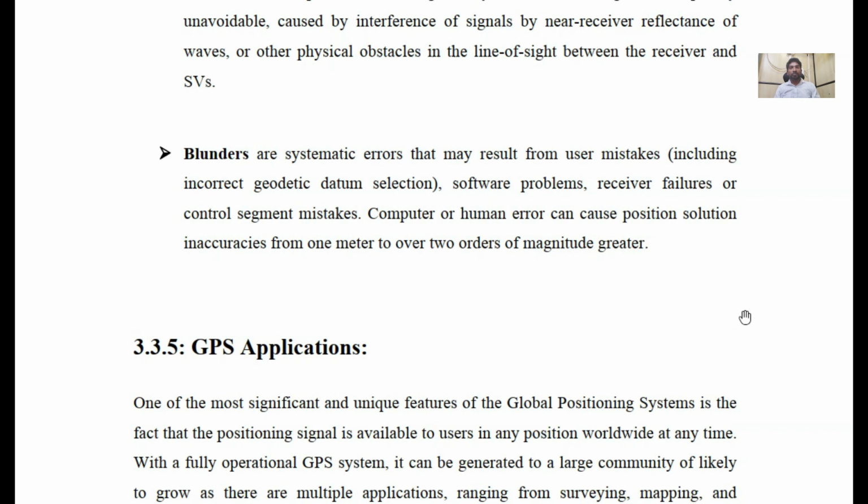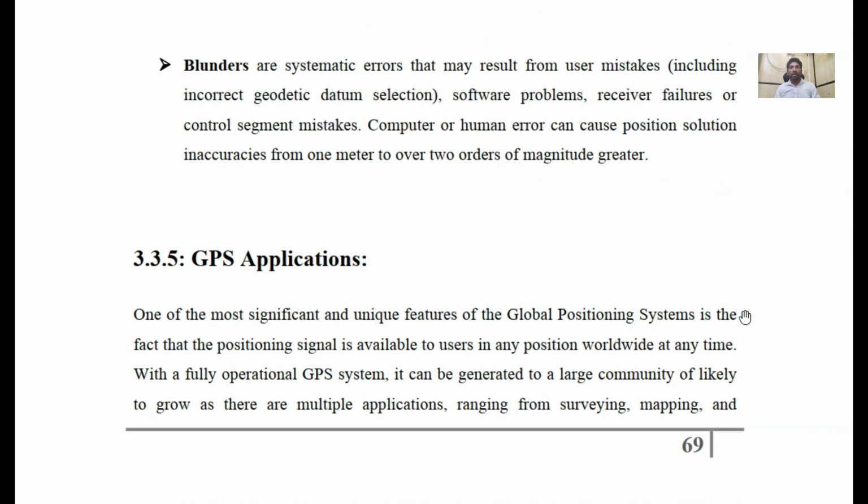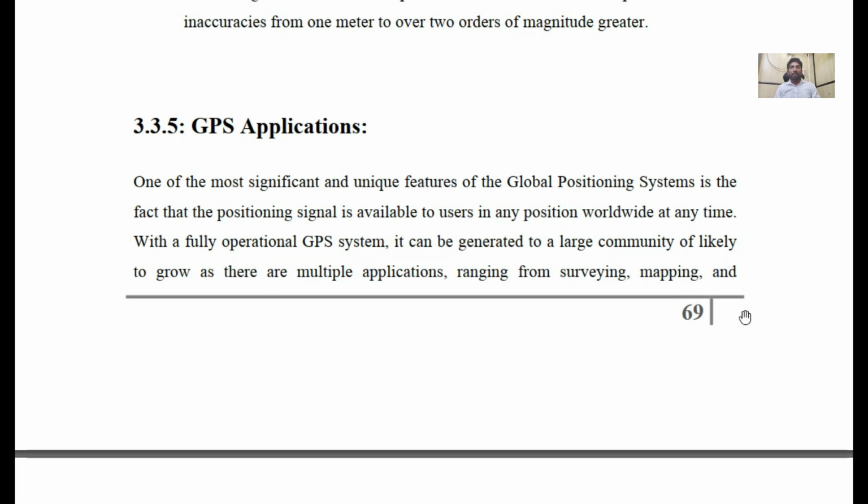GPS applications. One of the most significant and unique features of the global positioning system is the fact that the position signal is available to users in any position worldwide at any time. With a fully operational GPS system, it can be used by a large community of users likely to grow, through multiple applications ranging from surveying, mapping, and navigation to GIS data capture. The GPS will soon be a part of the overall utility of technology.